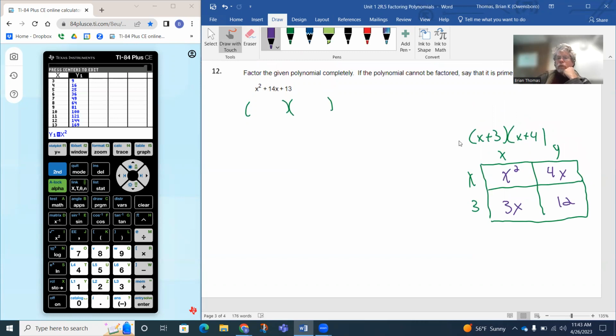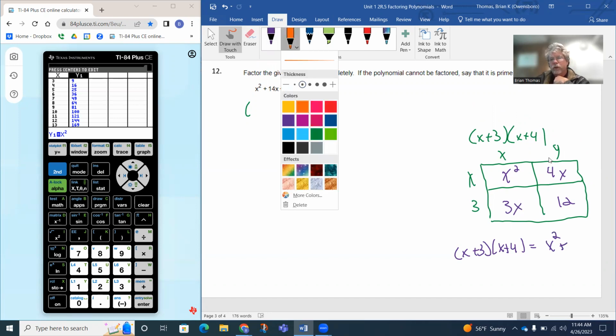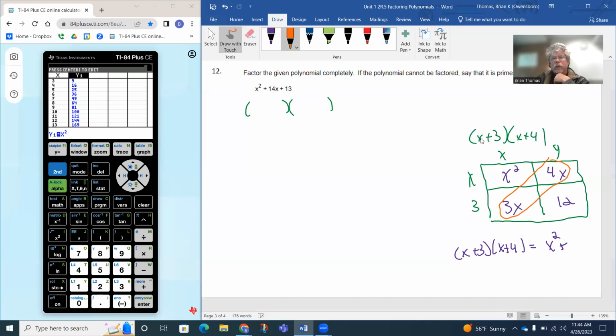So if we look at this, we're going to see that x plus 3 times x plus 4 is going to equal this x squared. Notice how the 4x and 3x are alike, so those go together. They're added together, and that's going to give me 7x. And then there's this 12 here. So what we pick up on is now we have x squared plus 7x plus 12, and we're trying to write it in factored form.